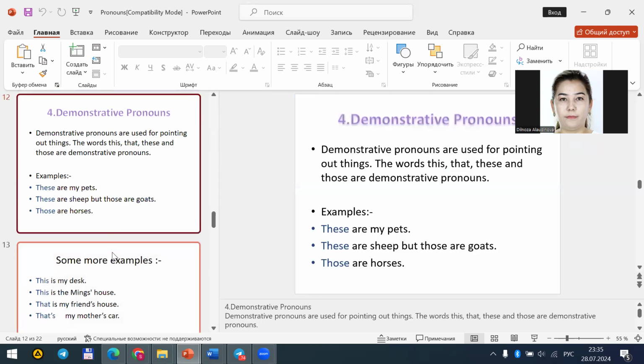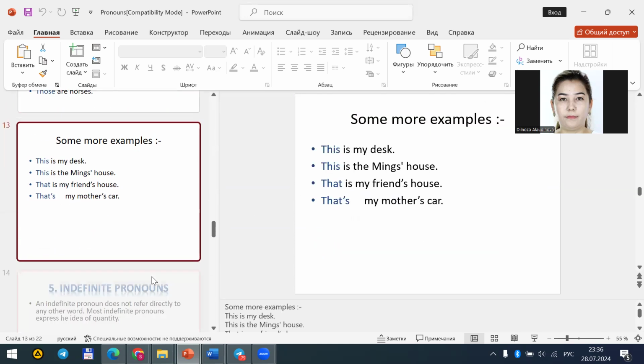The next type, demonstrative pronouns. They are used for pointing out things. The words this, that, these, and those are demonstrative pronouns. For example, these are my pets. These are sheep, but those are goats. Those are horses. If we have to point out something, we have to use demonstrative pronouns.